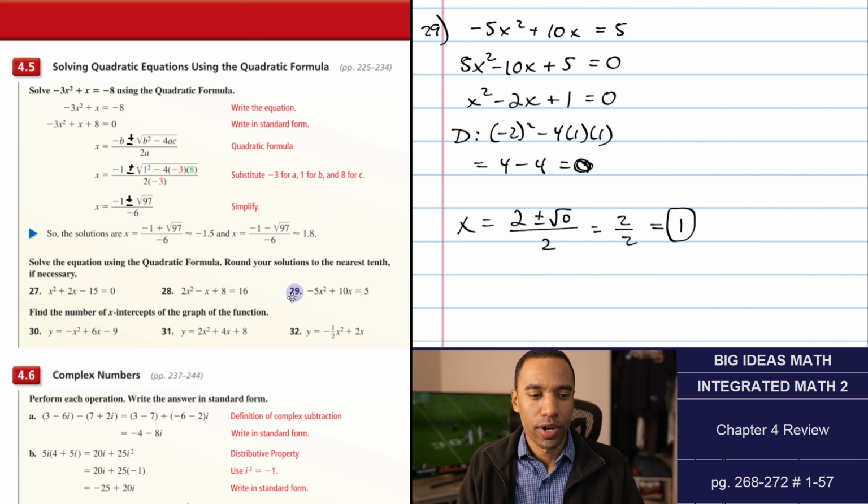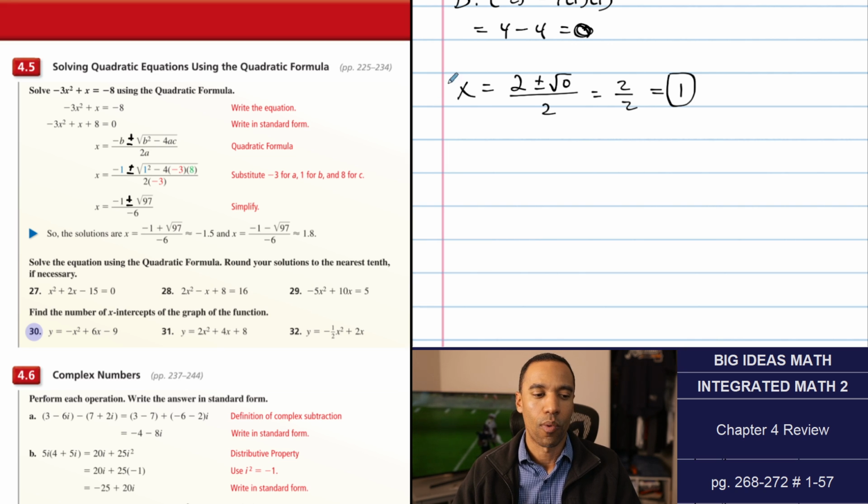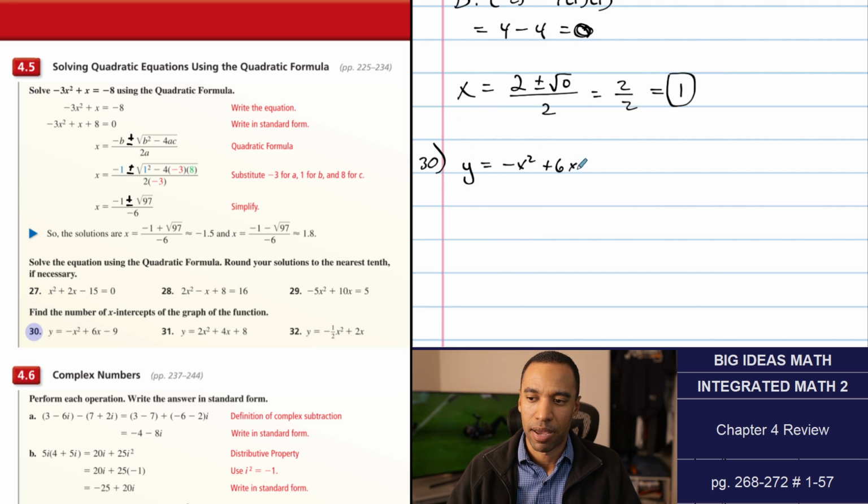Okay, numbers 30, 31, and 32. Find the number of x-intercepts of the graph of the function. Now, there's more than one way to do a problem like this if you have the visual sometimes, but they are expecting a quadratic formula basis, which in essence will be, use the discriminant. Y equals negative x squared plus 6x minus 9.